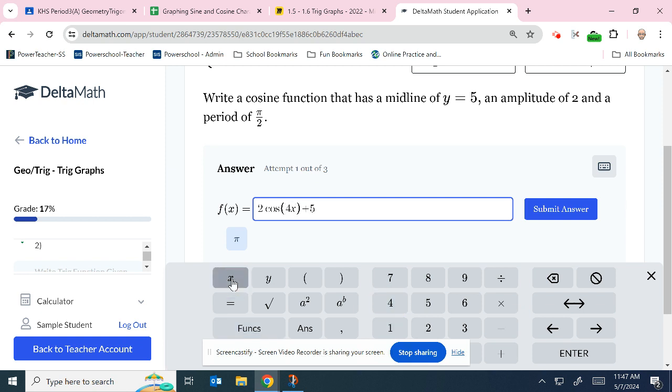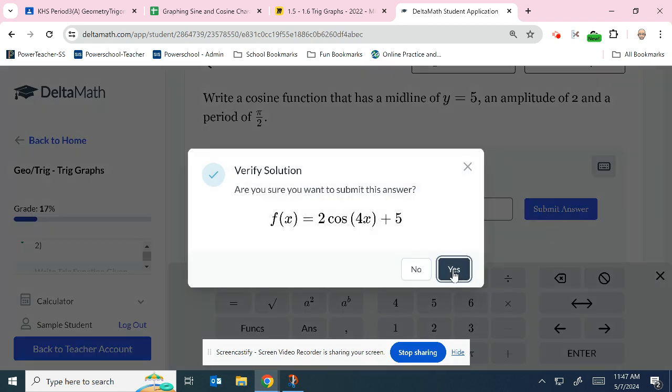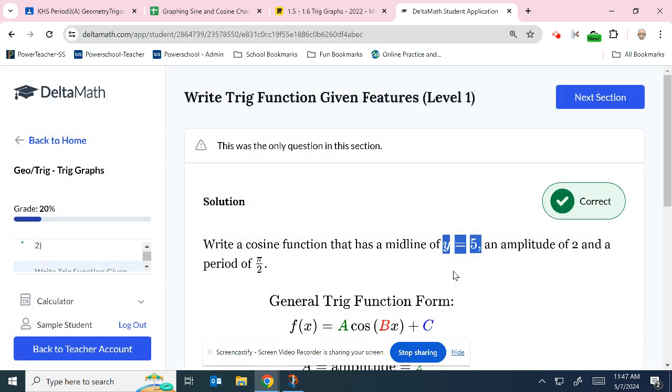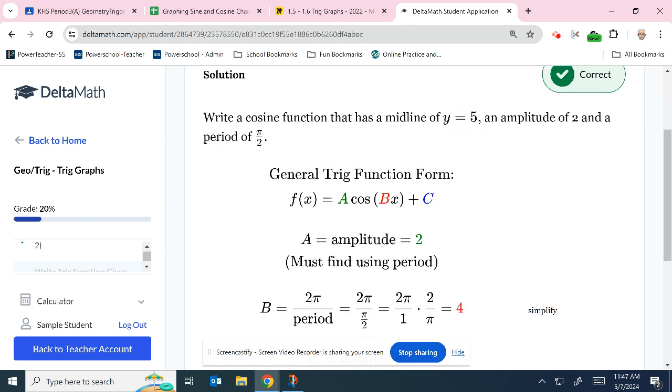and then hit submit. So 2 is from the amplitude right there. 5 in the back is because we're going up 5, because y is not 0 now, y is up 5. And then 4 is because the period came out to be pi over 2. So if you submit that, it should give you the right answer. Just working your way through it. That's all you're doing, working your way through the ABCs. And this time the C was actually the D number.